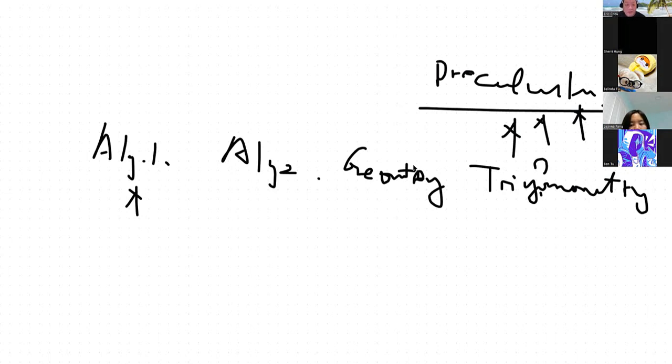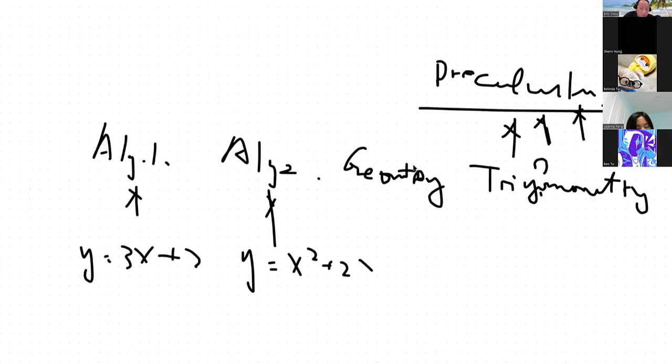So Brenda, what do you know about algebra 1, algebra 2, or pre-calculus? What do you learn from there? Algebra 1 is solving for basic variables. That's correct. So what is algebra 2? Algebra 2 is quadratics. Okay, so this one may be y equals 3x plus 2, and this one may be y equals x squared plus 2x plus 4. And then what is geometry?